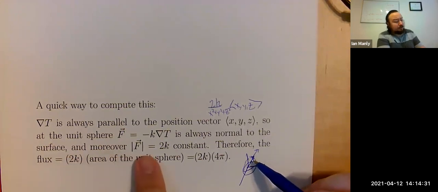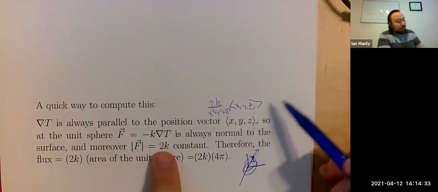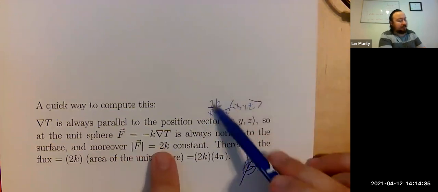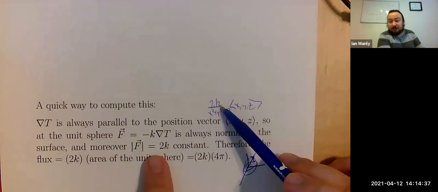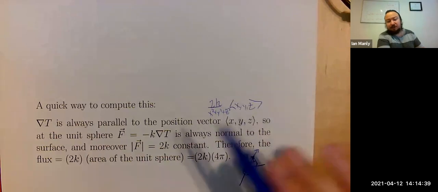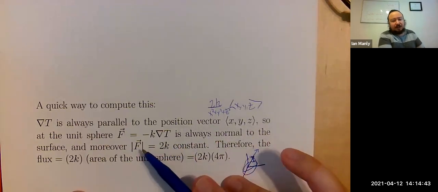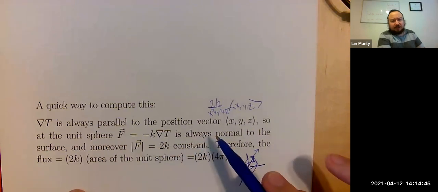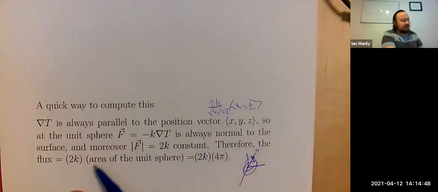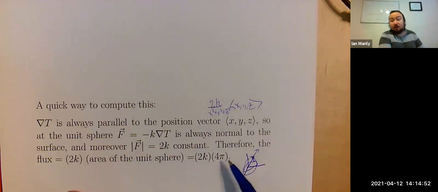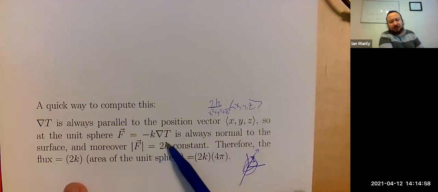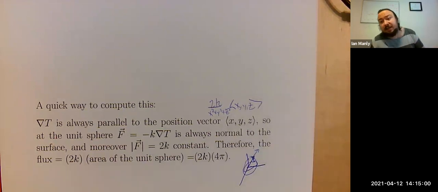And then we can see furthermore that the magnitude of f will always be 2k. So if we compute the magnitude of this vector, we're always going to end up getting 2k from this. I'm not going to go through the calculations. We just end up getting 2k here. All right, so the magnitude of f is 2k. And then what we do is we multiply by the area of the unit sphere, which is 4 pi r squared, or 4 pi times 1. So we just get 4 pi right here. And then multiplying by the 2k magnitude gives us 8 pi k.